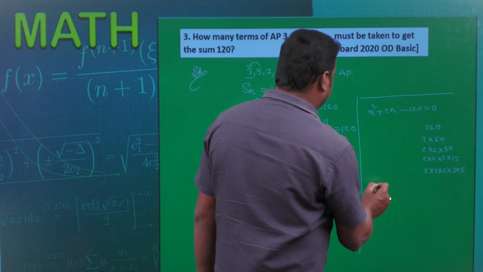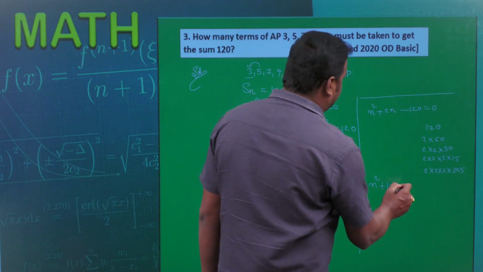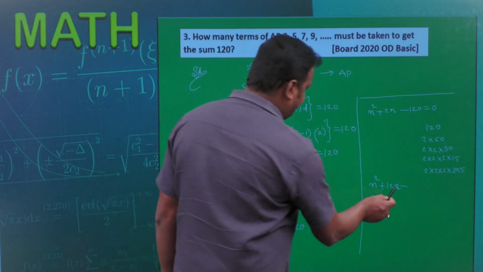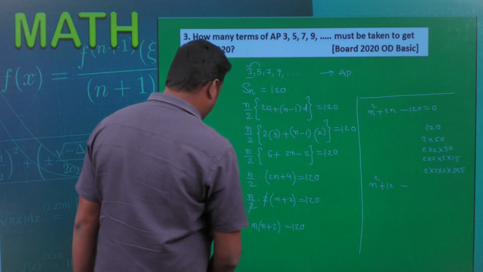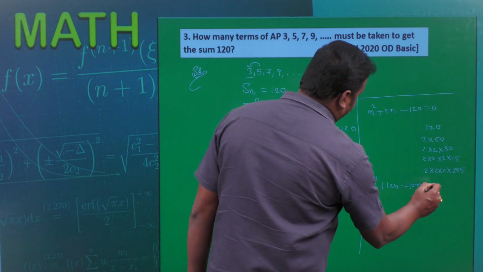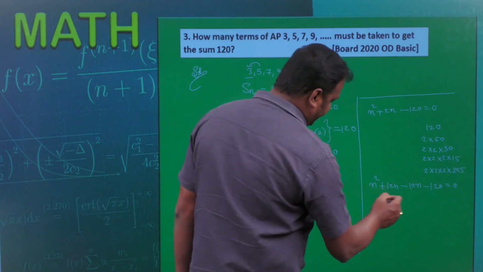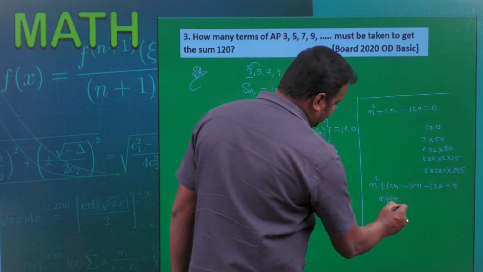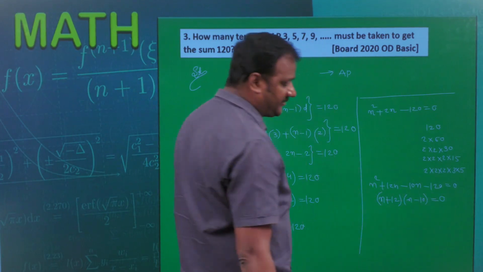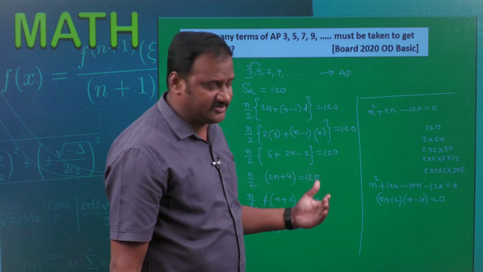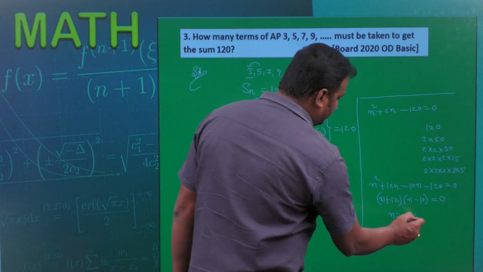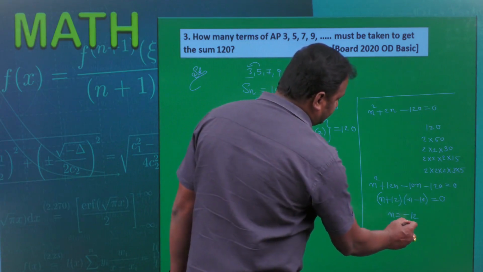So that n square plus 12n, 12 10s are 120, right? 12n plus 12n minus 10n minus 120 is equal to 0. If you factorize this, you get n plus 12 into n minus 10 is equal to 0. Since the product of two terms is equal to 0, either the first term is 0 or the second term is 0. When n plus 12 equals 0, n is equal to negative 12. n minus 10 equals 0, n is equal to 10.